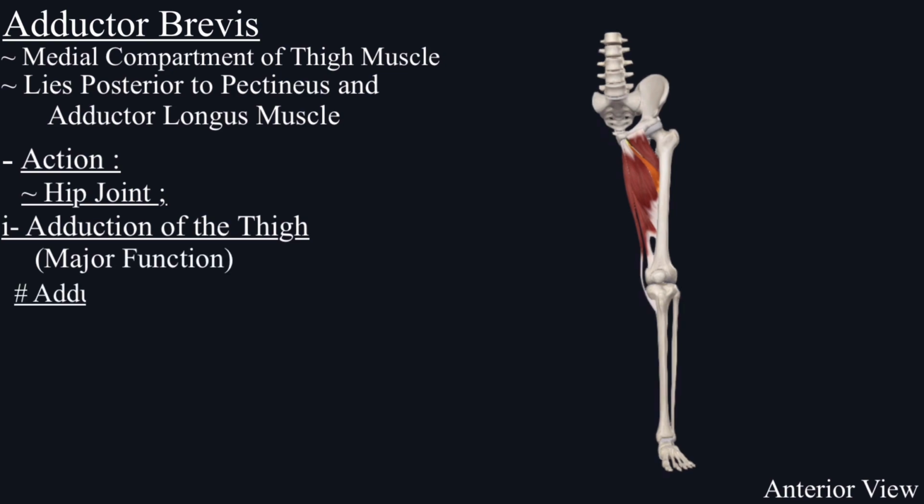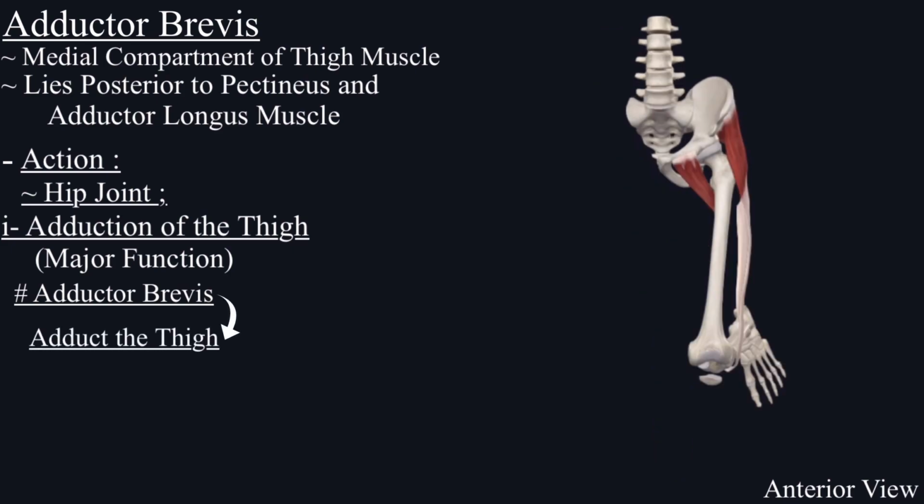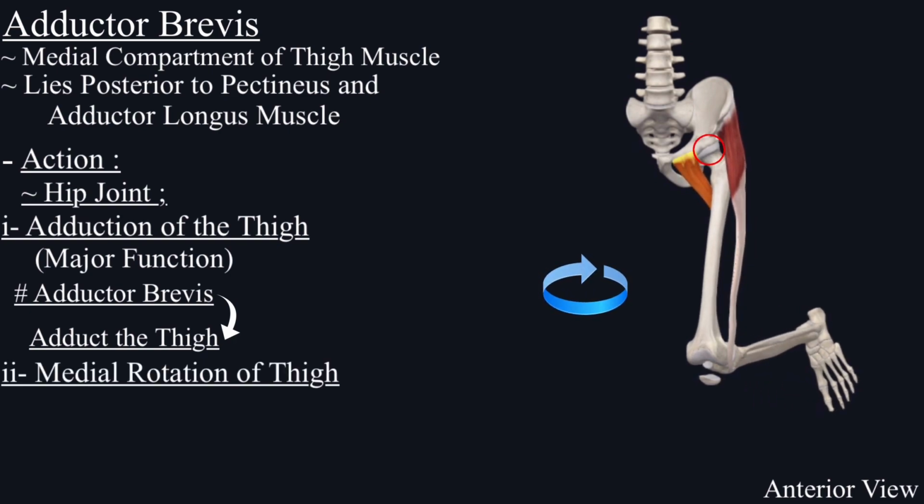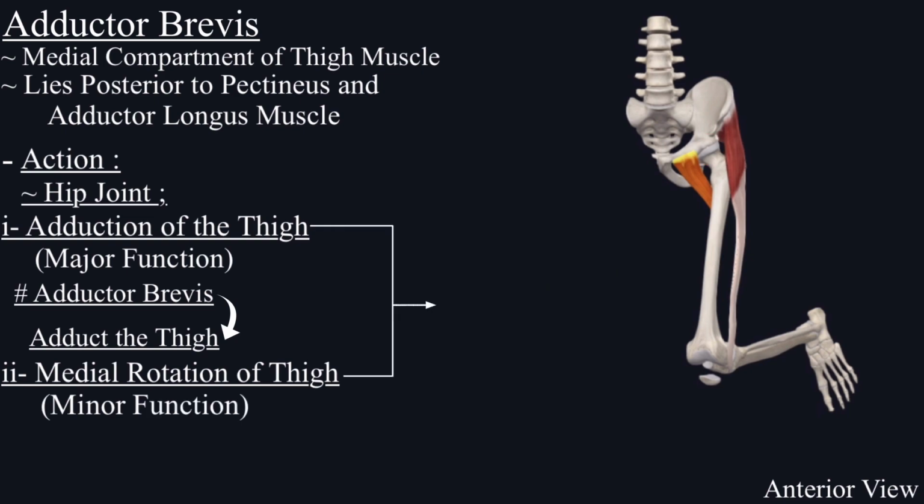The name of adductor brevis muscle gives us a clue about its action. Adductor brevis muscle adducts the thigh. This muscle also helps in the medial rotation of the thigh. But this is the minor function of this muscle. Now these two actions of the adductor brevis muscle are the same as the adductor longus muscle.